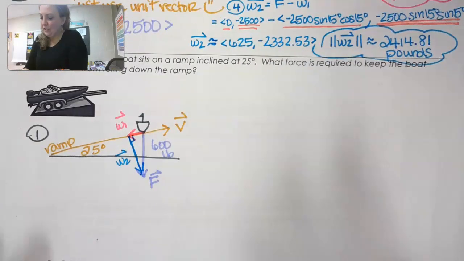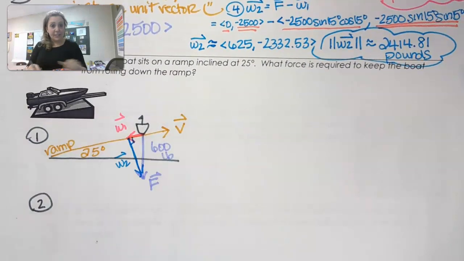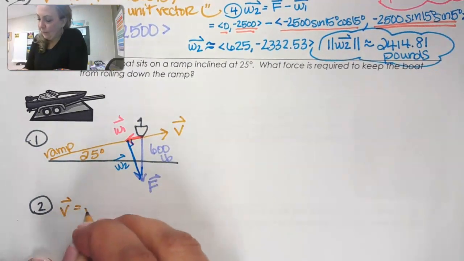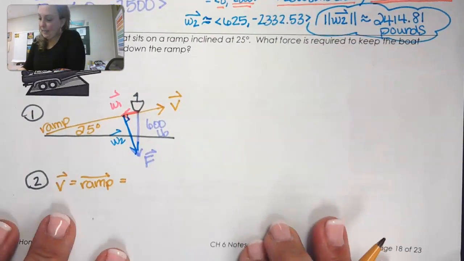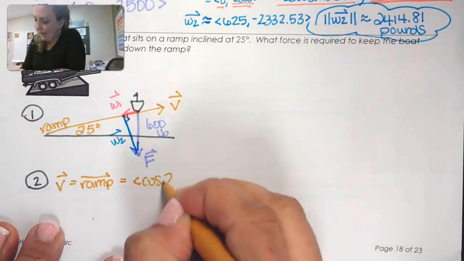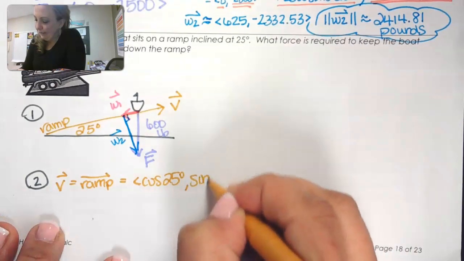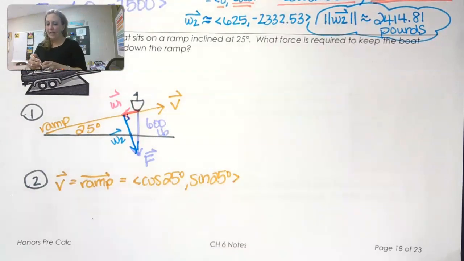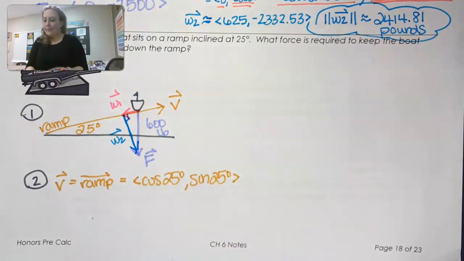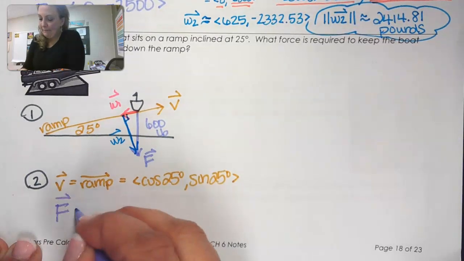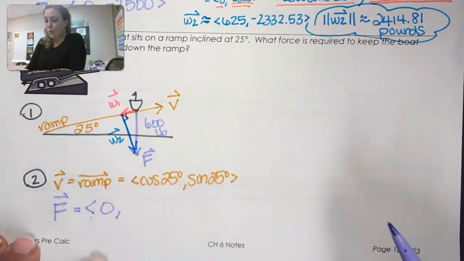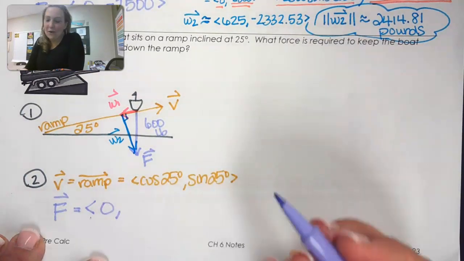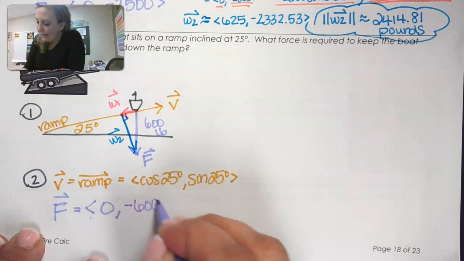The second thing we wanted to do was make our different vectors. And so our vector, again, this time is vector V, which is the ramp vector. We said we're going to make that a unit vector. So here we're just going to make that cosine of 25 degrees, sine of 25 degrees, okay? And then my vector F, because it's just gravity acting down on it, the horizontal component is 0, and then the vertical component would be negative 600.